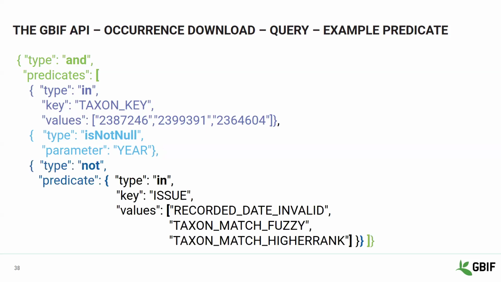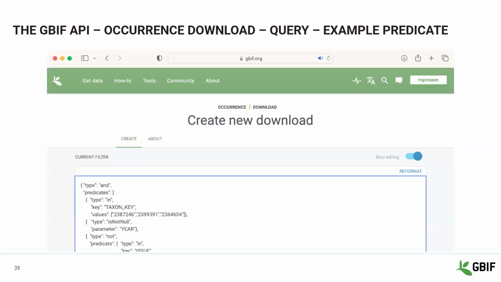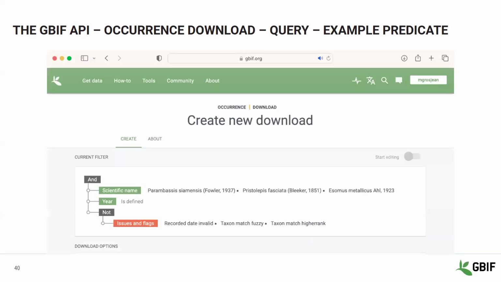And then you also say that I want to get rid of all the records with certain issues. If the recorded date is invalid, I don't want it. If the taxon match is higher rank, I don't want it, which means I want only the records with these three particular taxon IDs identified at species level. This is how you build it, and then you can just copy and paste the query into that interface, and then you can get the download.